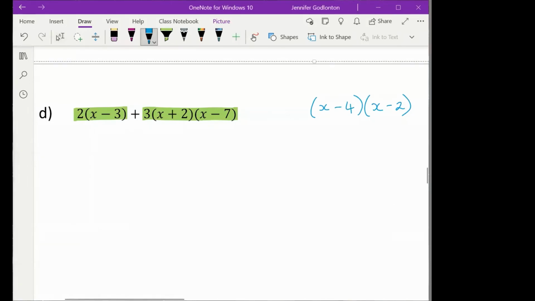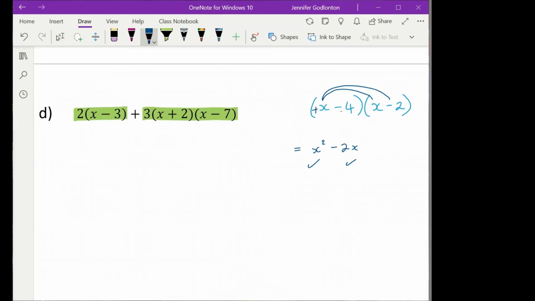So just be careful. The first one, your x times x, those of you who got the x squared, that's awesome. If you got that, give yourself a nice big tick. Then you're saying x times -2. This is a positive times a negative, which means it's going to be negative 2x. If you got that negative 2x, give yourself a big tick.